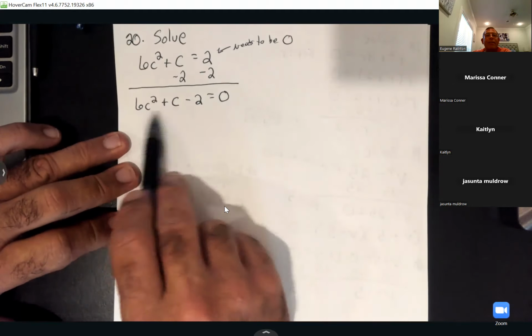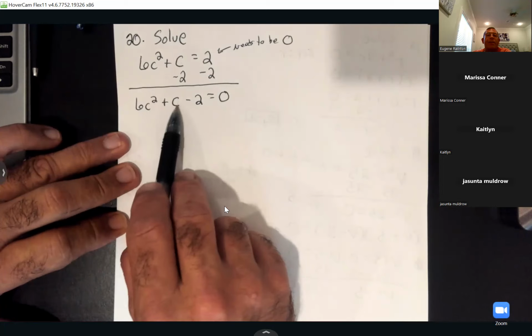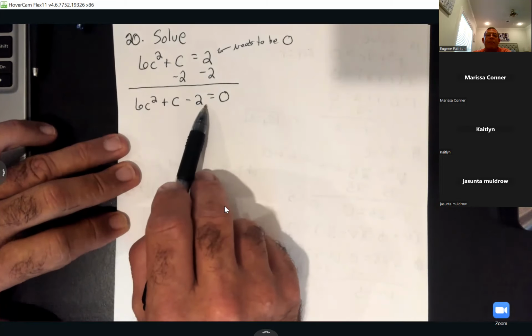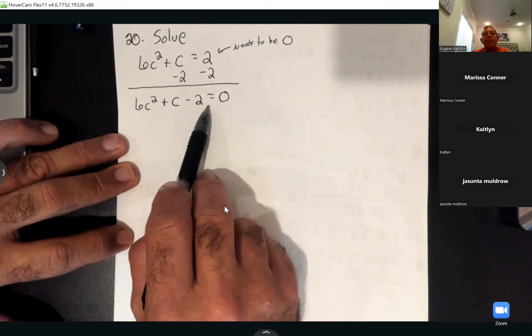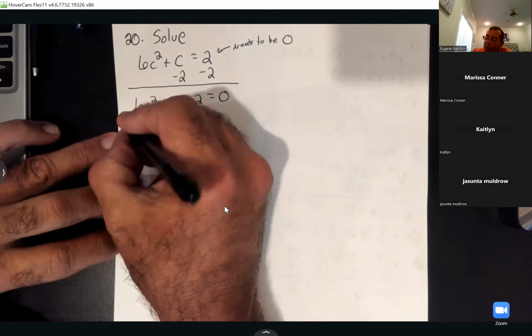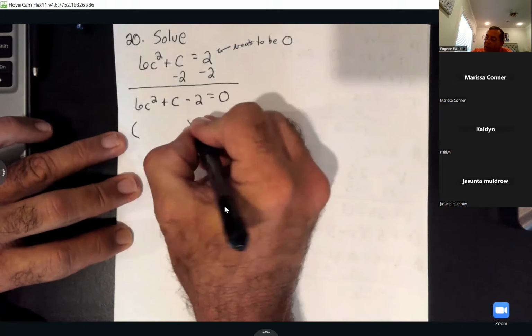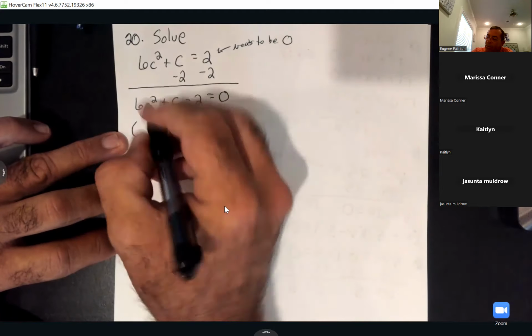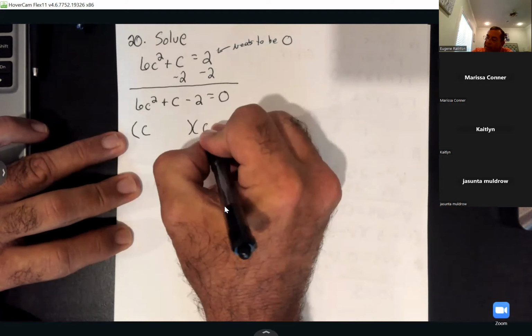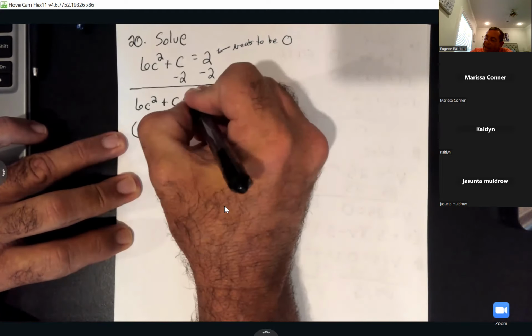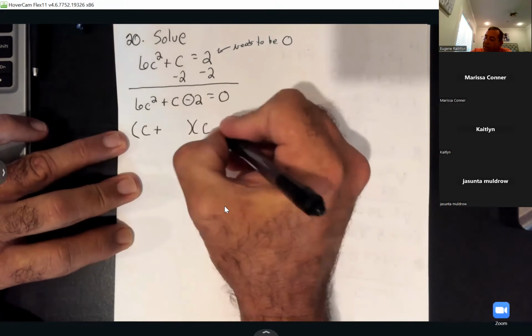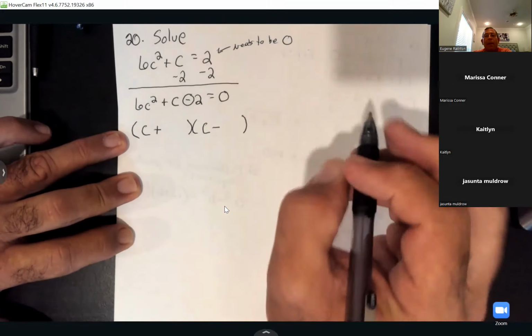So there's no GCF on this because I don't have a number in front of this c, and this one doesn't even have a variable. So there's no GCF. So we're going to go straight into parentheses for a moment. C squared will be a c and a c. Last sign's negative, so one's positive, one's negative.